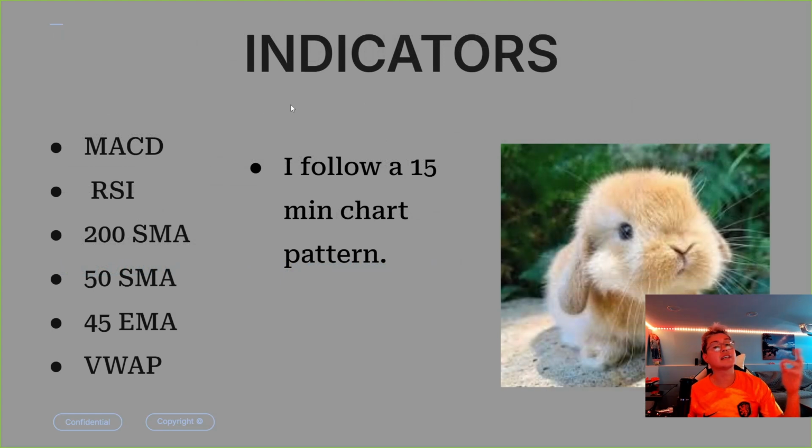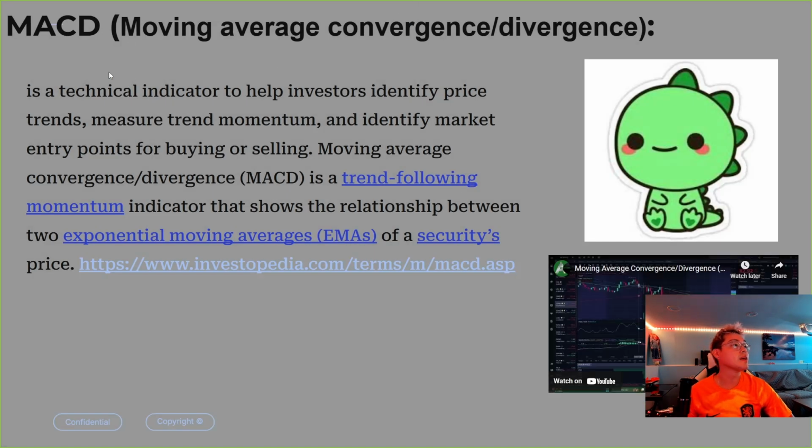All right, the indicators I use. I use MACD, RSI, 200 SMA, 50 SMA, 45 EMA, VWAP, and I follow a 15-minute chart pattern. I'll explain further. This is what it is, and I've got a video here explaining what it is as well.